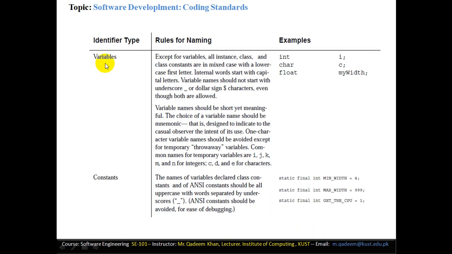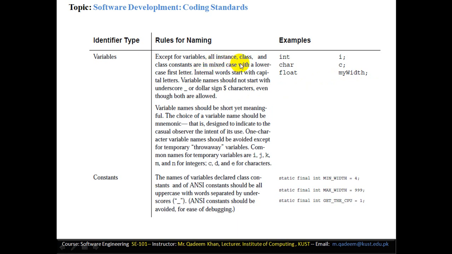Now variables. Variables are used a lot in programming. We use them for many purposes such as declaring memory locations or processing data. For example, int i, char c, float myWidth. Every variable should be meaningful. It should start with small characters. There should be no spaces in the name of the variable. Reserved words should not be used, and it should be very meaningful. It should not be more than 70 characters. So these are the rules for declaring a variable.